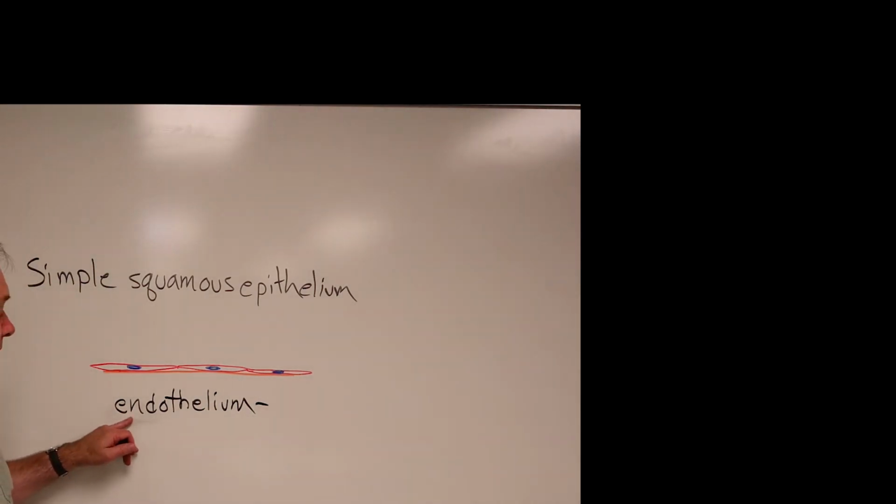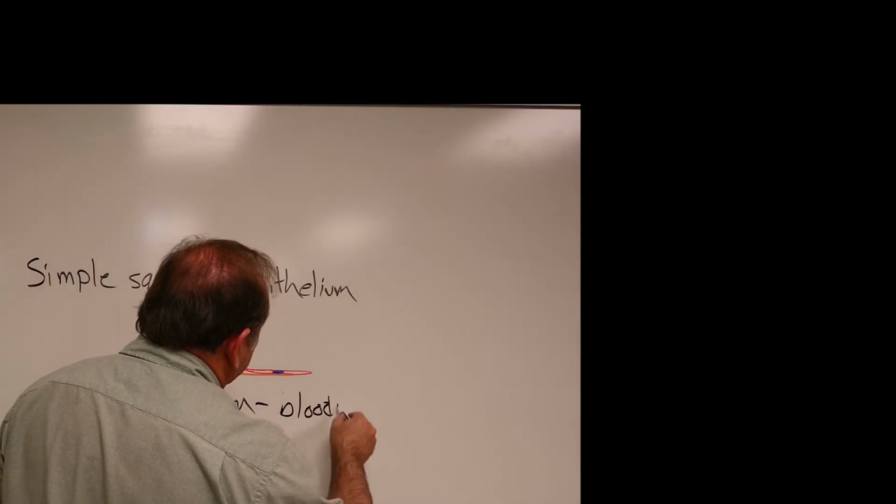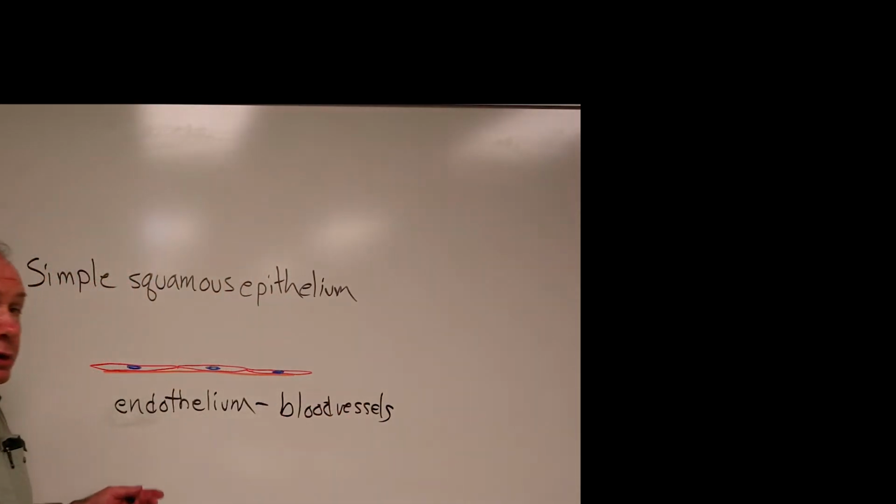Endothelium is the cell type that you find lining your blood vessels and inside your heart, inside your lymph vessels as well. I'll just write blood vessels out here because that's what we usually associate with this term. Endothelium, single layer flattened cells.